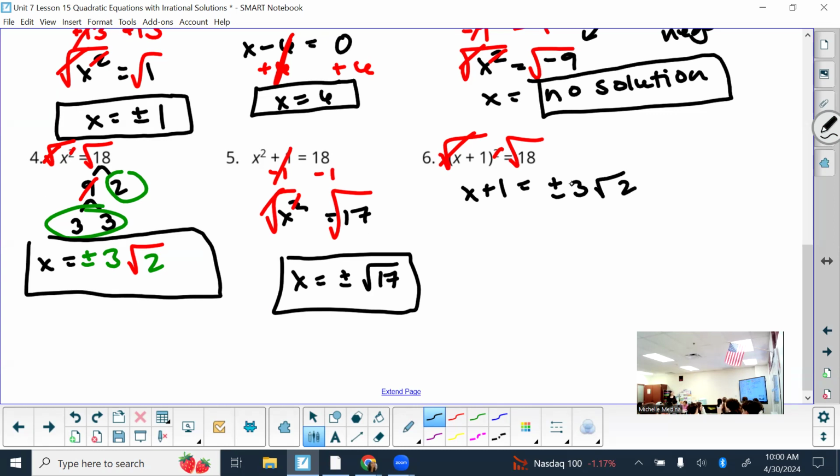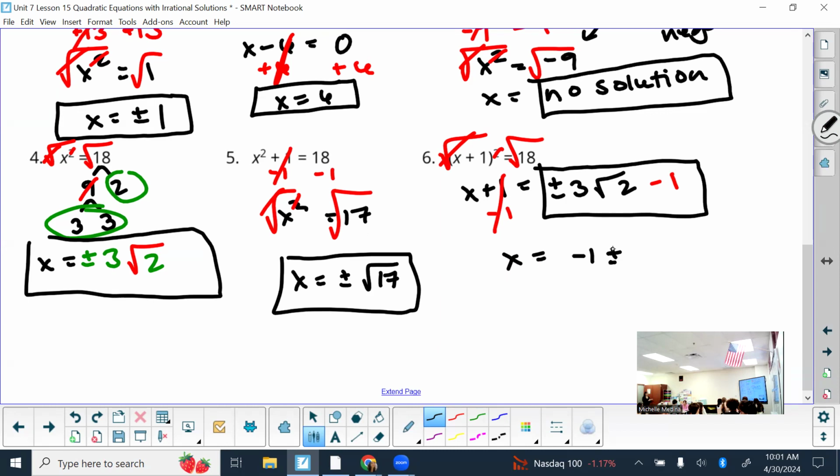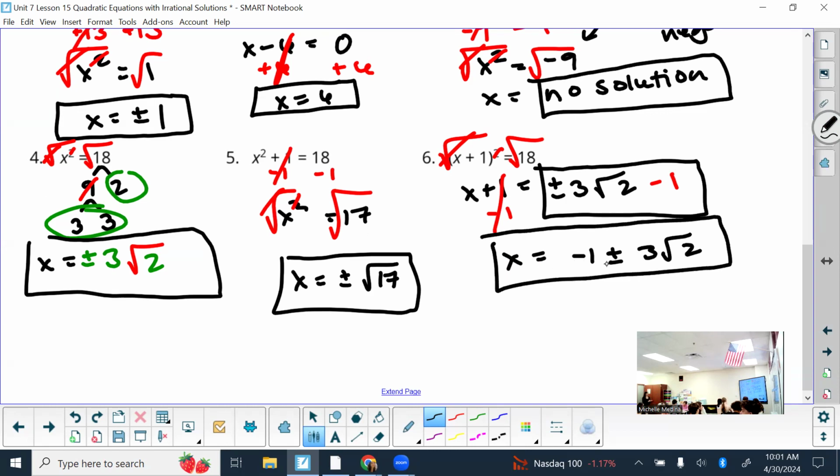But x is still not alone. So opposite of adding 1 is subtracting, whatever you do on one side. And really, you could box this up and write that as your answer, although most of the time I see them write this number first, the -1, and then the plus or minus. But they're the same. There's still two solutions, because you would do -1 plus 3 radical 2, and -1 minus 3 radical 2.